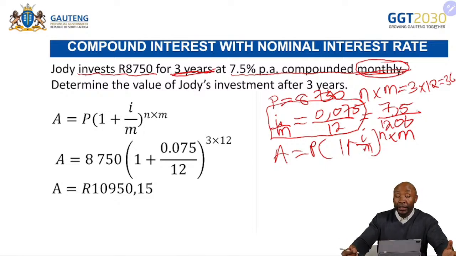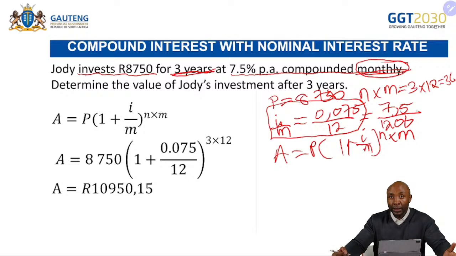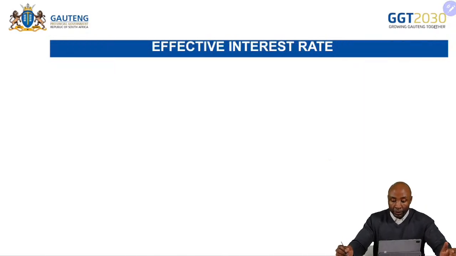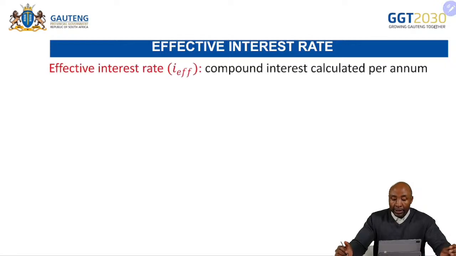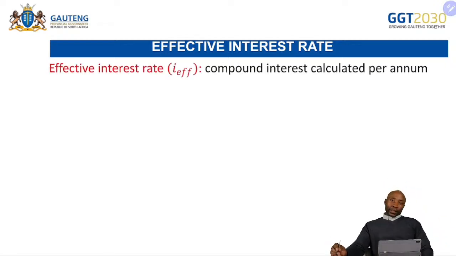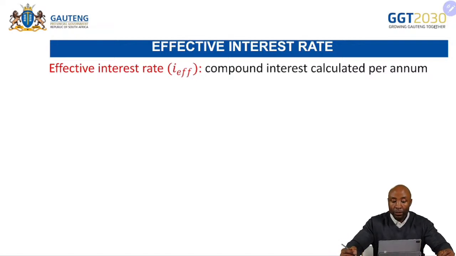If you want to convert it to a rate, you multiply it by 100% and you'll get your answer there. We move on. There is this concept that we call the effective interest rate, and I hope you have seen the formula for it. So the effective interest rate is the compound interest that is compounded for the whole year. It's calculated for the whole year.